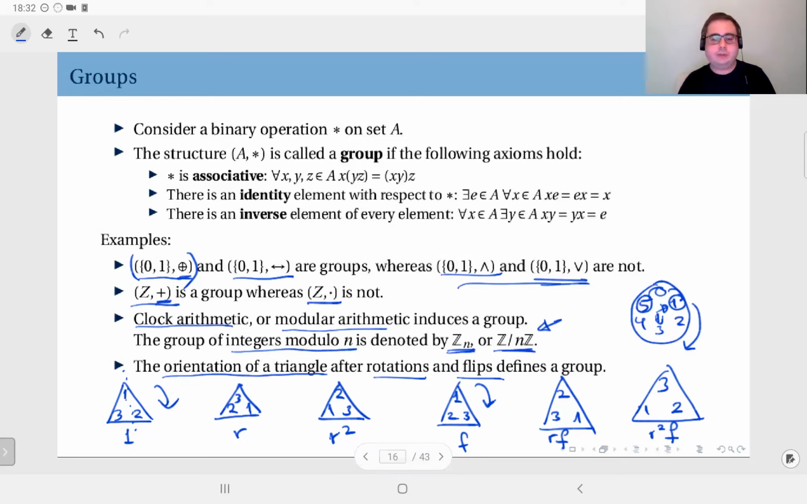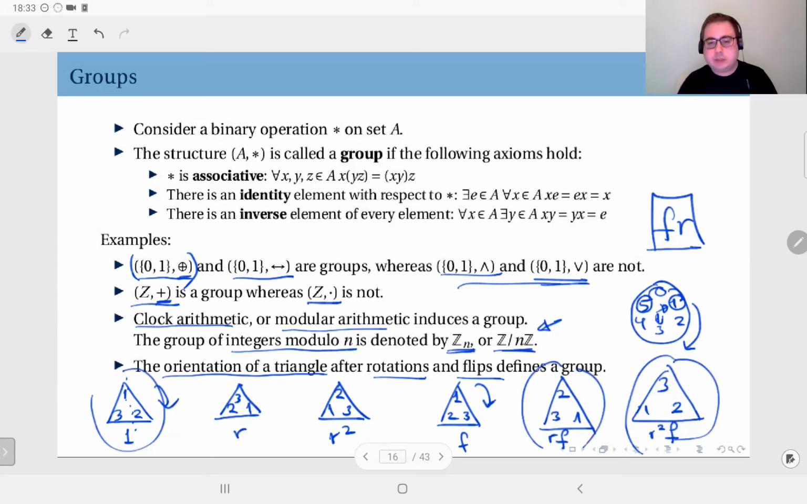But for instance, if you apply rotation first and then flip, so I'm looking for the element in this way, rotation first and then flip of this original triangle, what you get is actually this one and not this one. So you see the operations here are not commutative. So this is a group, but it is not commutative.